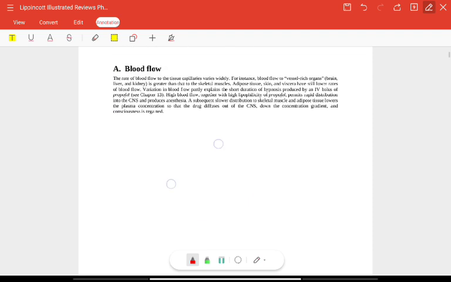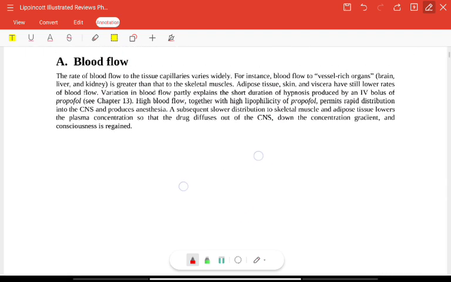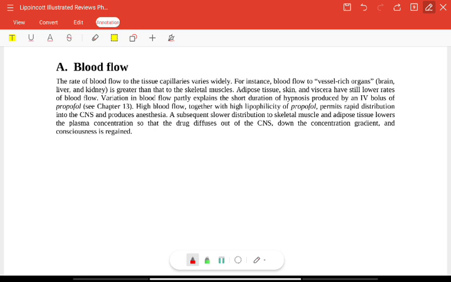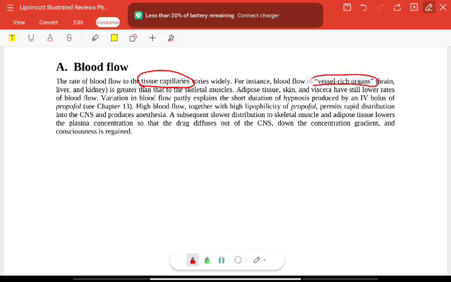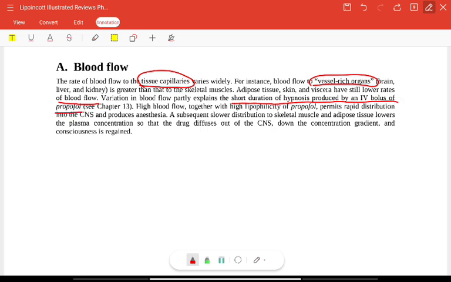Now the first factor is the blood flow. The rate of the blood flow to the tissue capillaries varies widely. There are some vessel-rich organs such as brain, liver and kidney. Adipose tissue, skin, viscera have still lower rates of blood flow. Variation in the blood flow means short duration of hypnosis produced by IV bolus of propofol. We will see this in the next chapter.